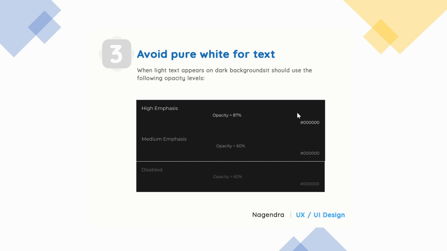Google Material Design recommends using a slightly darker white. So I recommend that when you're using white on a black color, for high emphasis, as you can see on the screen, the opacity should be 87%. For medium emphasis, 60%, and disabled text should go down from 60% to 38%.